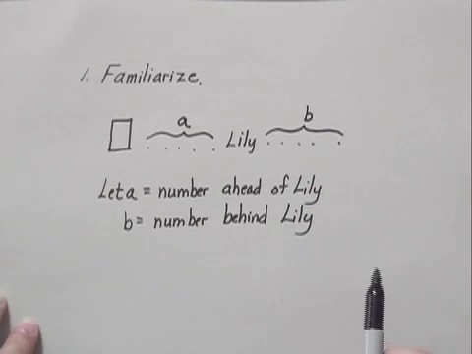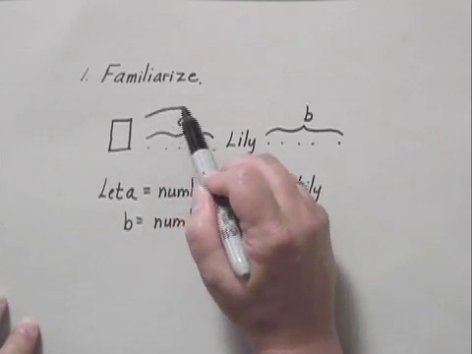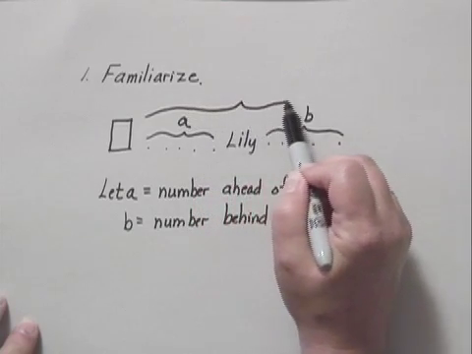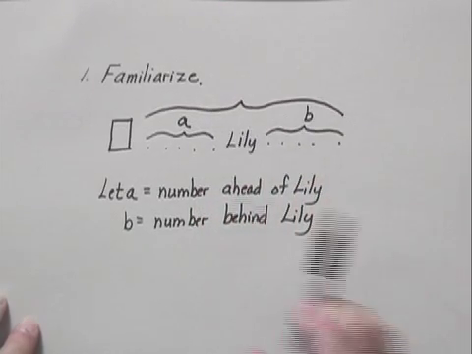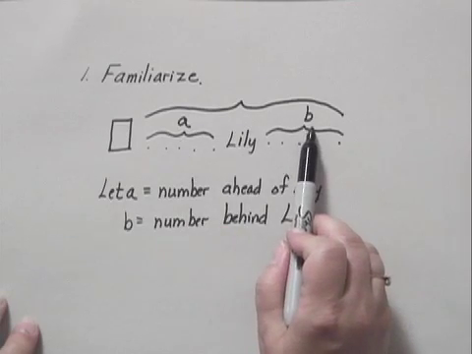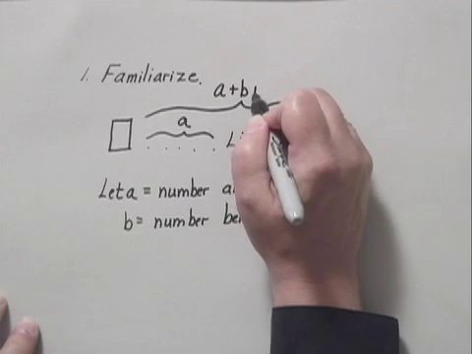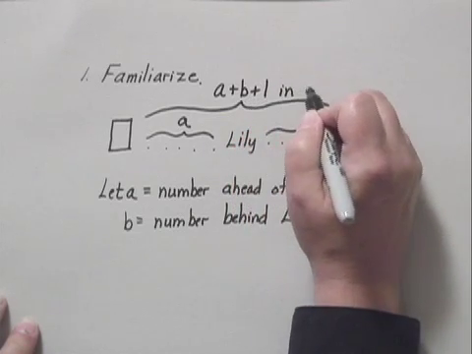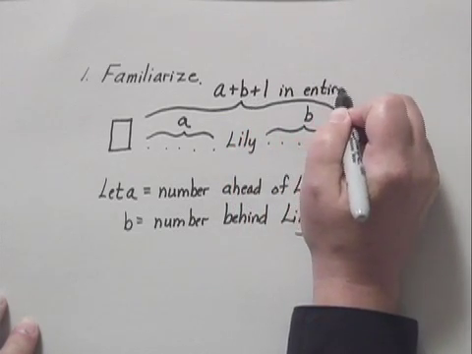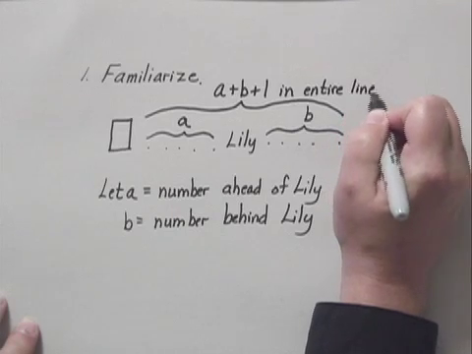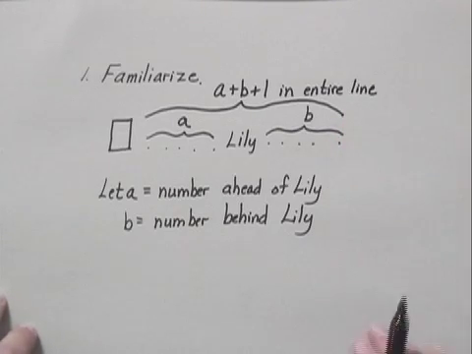And having drawn it this way, it's easy to see how many people are in the entire line. Without drawing it, we might forget about Lily. There are A plus B plus 1 more. A plus B plus 1 in the entire line. Now, having familiarized ourselves with the situation, we can translate.